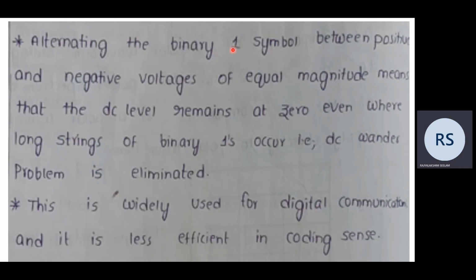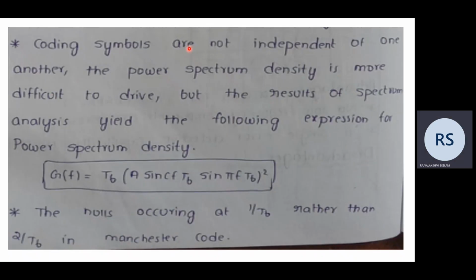Alternating the binary symbol between positive and negative voltages of equal magnitude means that the DC level remains at 0 even where long strings of binary ones occur. That is, the DC wander problem is eliminated. This is widely used for digital communication, and it is less efficient in the coding sense. Coding symbols are not independent of one another.